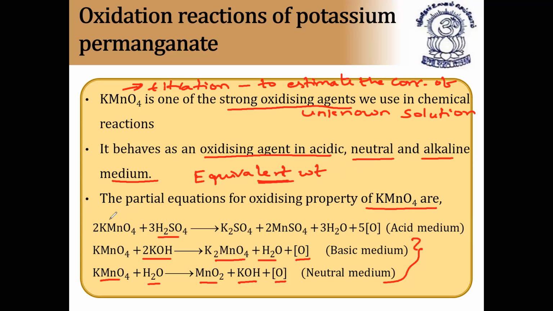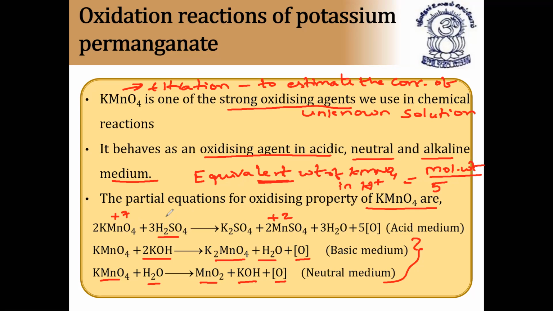Now here, the oxidation state of manganese is +7. In acidic medium, it changes to +2. So the equivalent weight of potassium permanganate in acidic medium, in H plus ions, is equal to the molecular weight, that is the total weight of the potassium permanganate, by the number of electrons gained or lost. Here it is gain, it is reduction, so 7 changes to 2. It is undergoing reduction, so the number of electrons gained is 5. So molecular weight by 5.